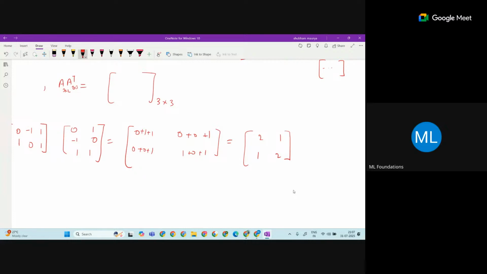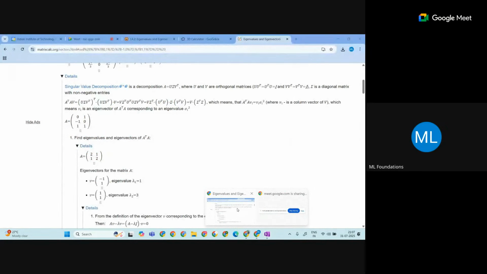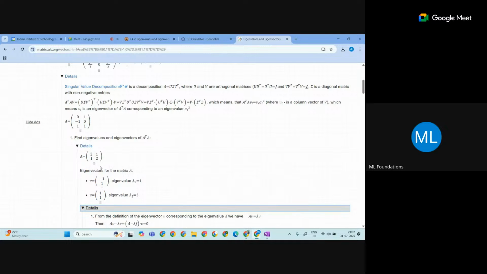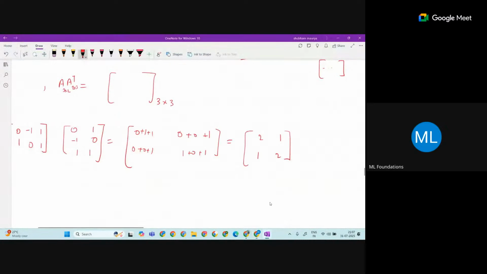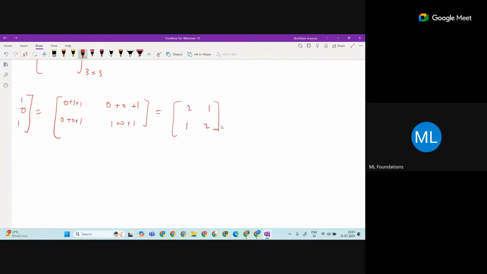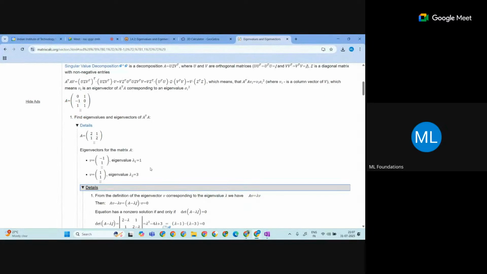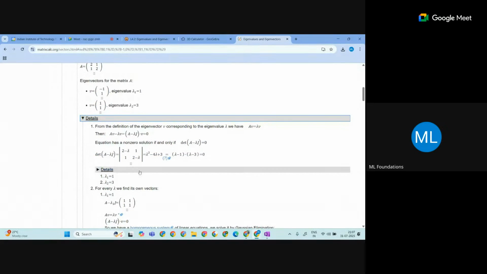If you find the eigenvalues of it, I am going to skip the steps: the matrix is 2, 1, 2, 1. The eigenvalues are going to be 1 and 3. I am skipping this calculation, so it's your work to find the eigenvalues. I am writing lambda 1 is 1, and lambda 2 is 3. I am using this calculator to move fast. Eigenvalues are calculated here, and you can check how it is calculated here also.